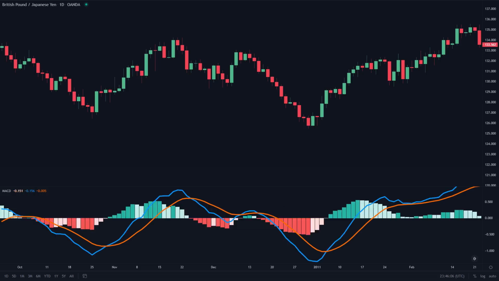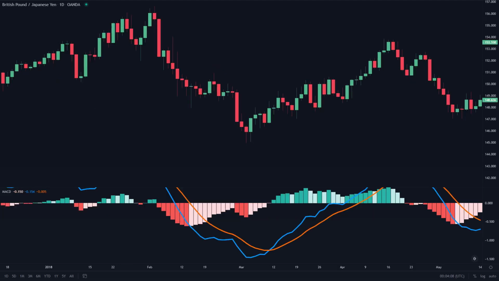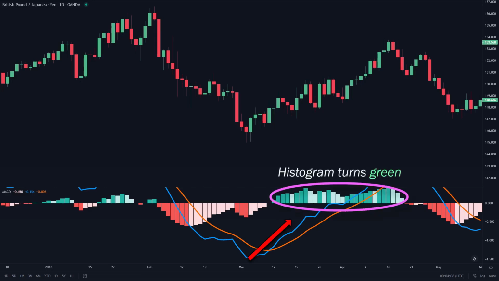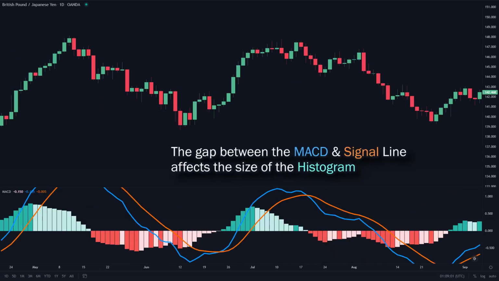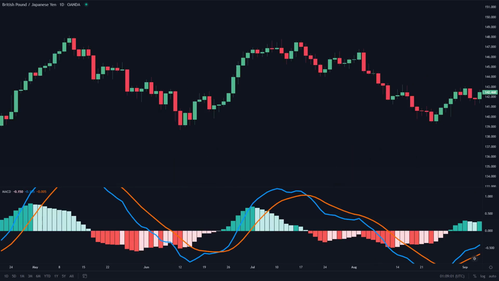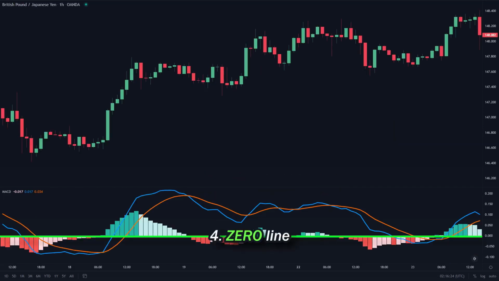Next, we have the histogram, which represents the difference between the MACD line and the signal line. For example, if the line crosses above the signal line, the histogram will turn green. And if it crosses below, the histogram will turn red. The gap between the MACD line and the signal line also affects the size of the histogram. If the two lines are further apart, the histogram gets bigger, and if the two lines get closer, the histogram becomes smaller. And finally, we have the zero line, which simply represents the center of the MACD indicator.